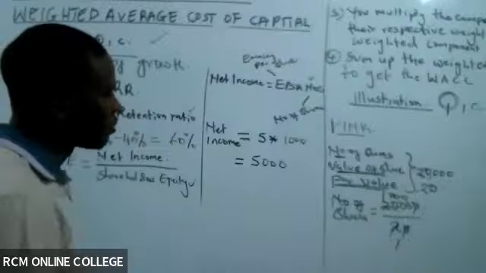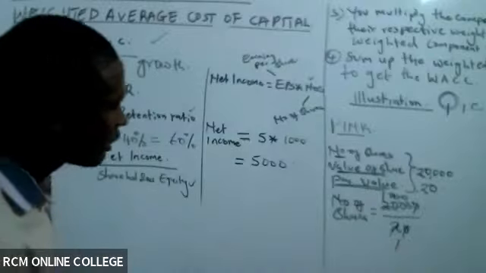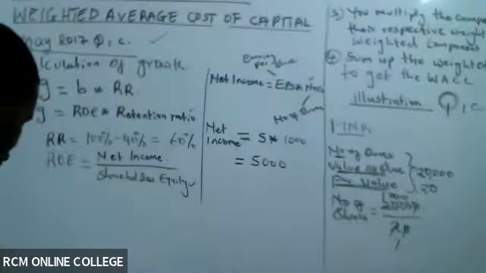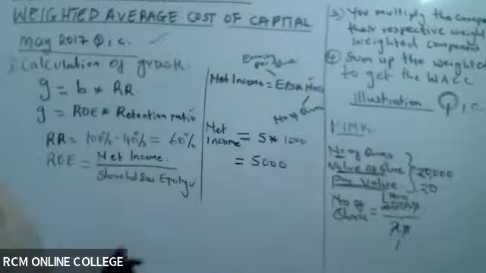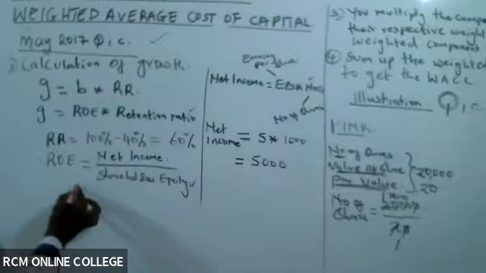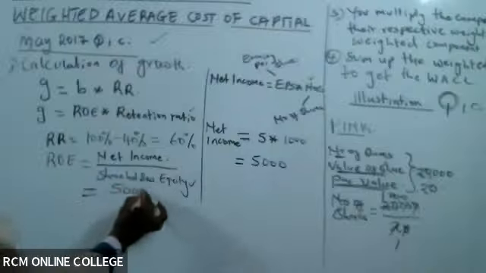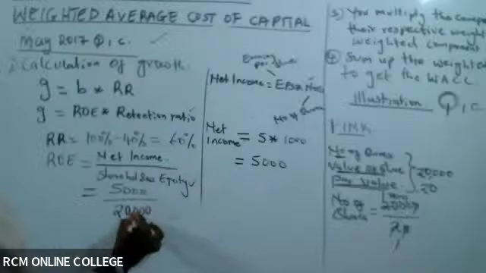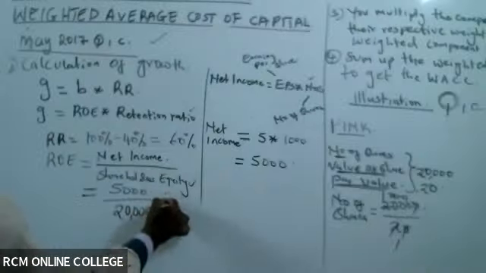We are together. So the shareholders' equity is 20,000. So we are able to get our ROE. Our ROE will be equal to our net income divided by shareholders' equity, which is 20,000. In fact, this one we will express as a percentage.